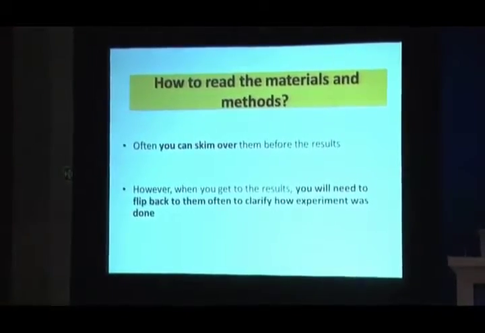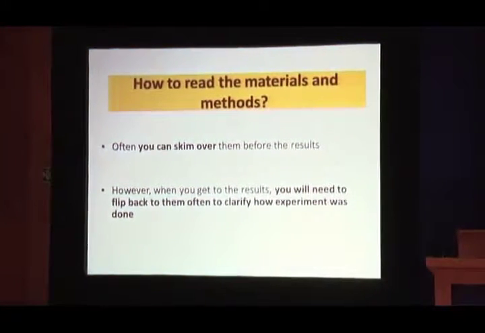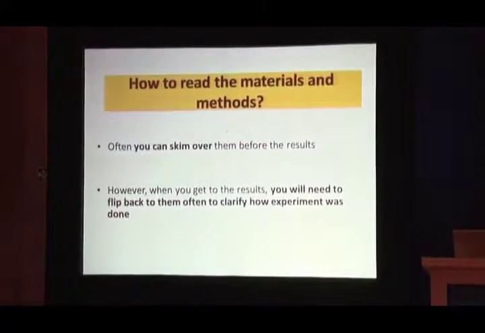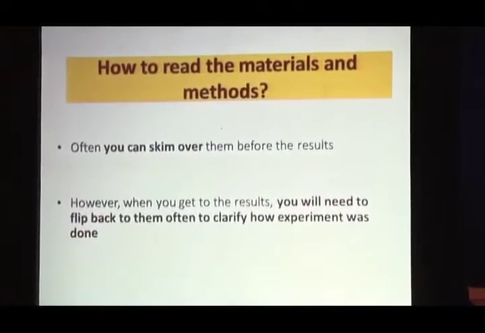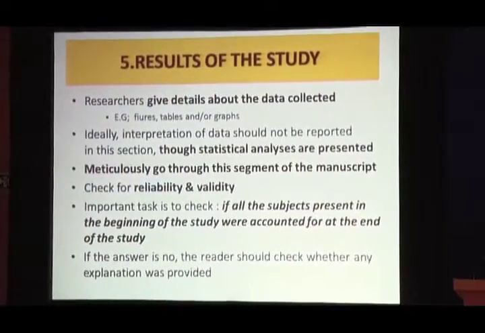Often you can skim over them before the results. Quickly go over it. Then see the results and refer back to the methods. That is the best way to go about it when you are reading a scientific paper. However, when you get to the results, you need to flip back. Then we come to the results.